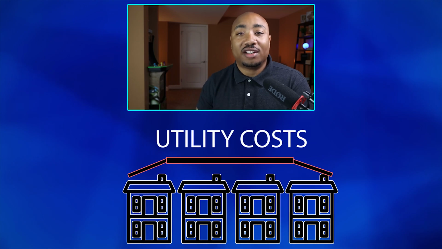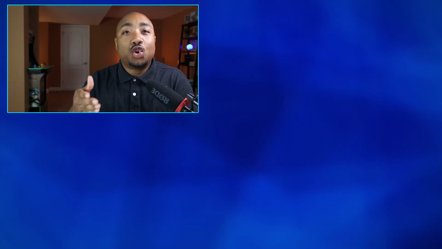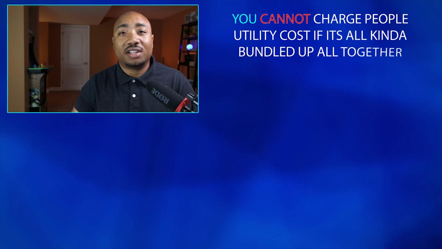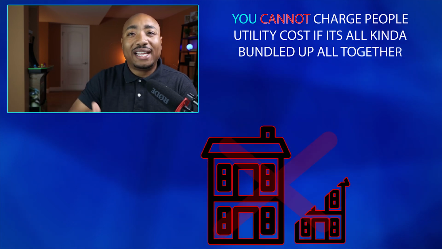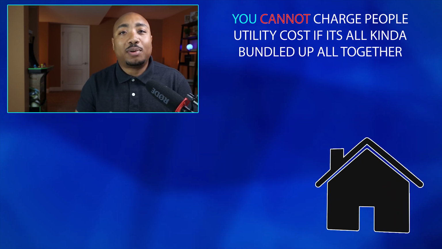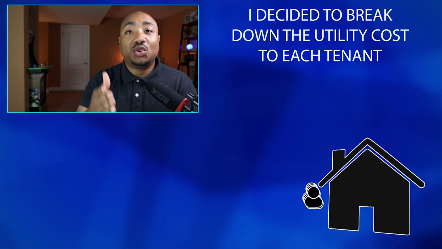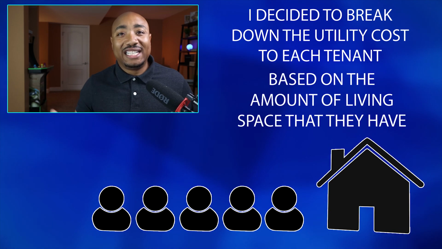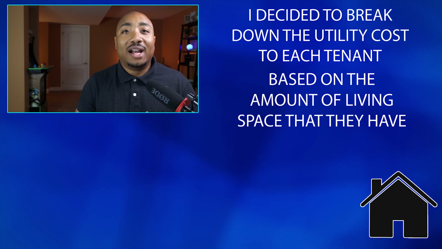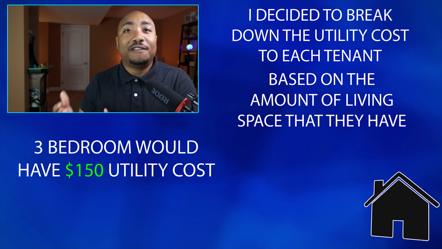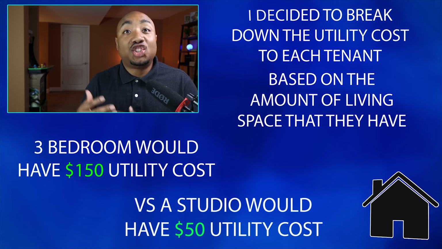I owned a 4-unit, and in that 4-unit, I pay all of the utility costs. Now, a lot of times people will say, man, that's a lot to keep up with. But you cannot charge people utility costs if it's all bundled together and not split into metered units. So when I bought this property, I knew that was an issue. So I decided to break down the utility costs to each tenant based on the amount of living space they have. For example, a 3-bedroom would have $150 utility costs versus a studio would have $50. That's not the actual numbers, but that's the example of what I'm using. But you see how it's broken down that way.